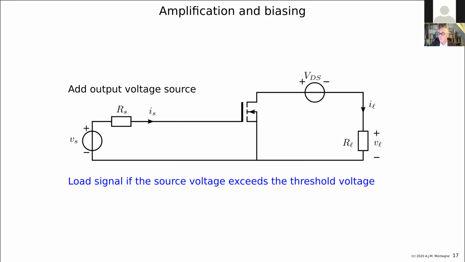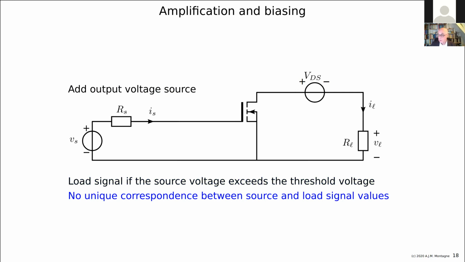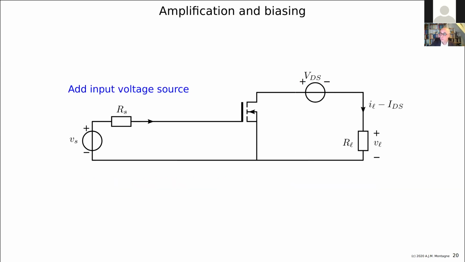So the load signal is only there if the source voltage exceeds the threshold, which means there is no unique correspondence between source and load signal values, because many signal values, let's say almost all signal values, will correspond with load signal value zero. So that's not a unique relation, I would say. So what we do is also put something at the input.